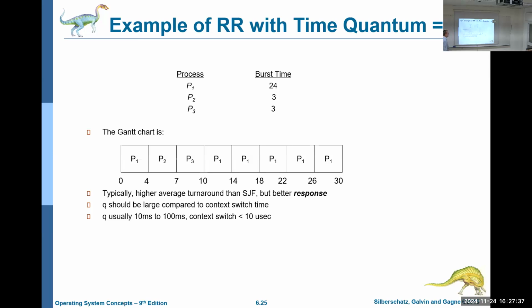Typically, we have a higher average turnaround time than shortest job first. Well, wait, we said shortest job first is optimal. It's optimal in the sense, I guess, of wait time. But here he's saying the higher average turnaround time. Turnaround time is bad, right? We have higher average turnaround time, that's bad, and therefore it is less optimal.